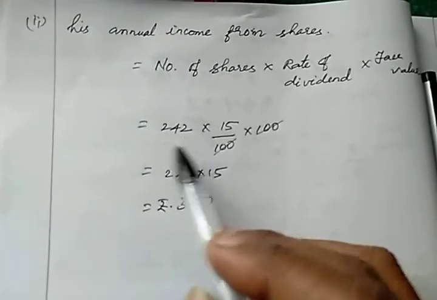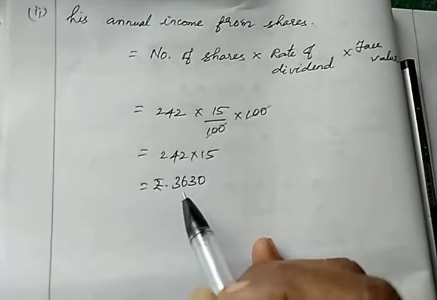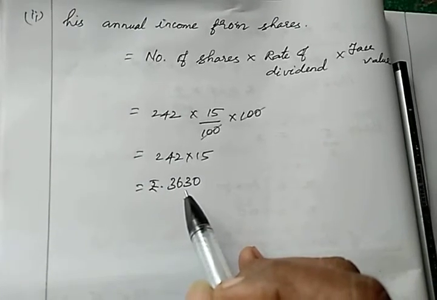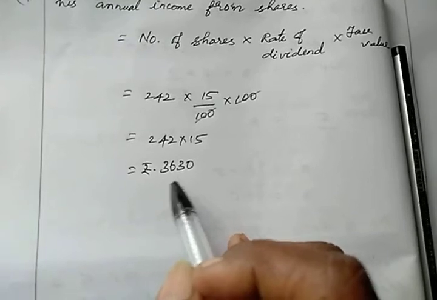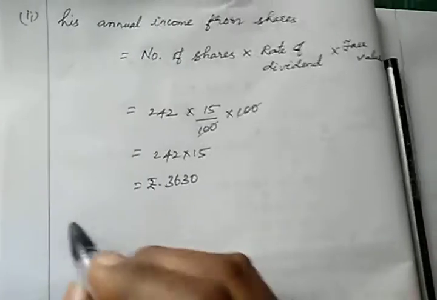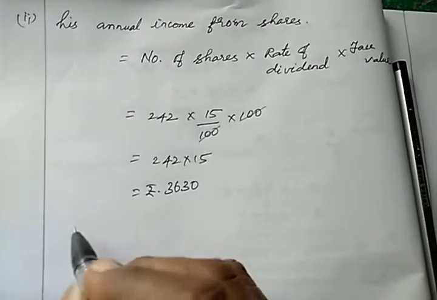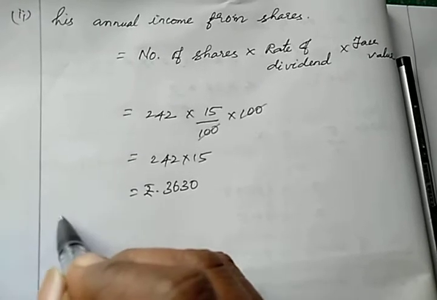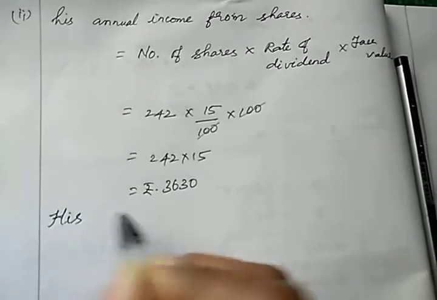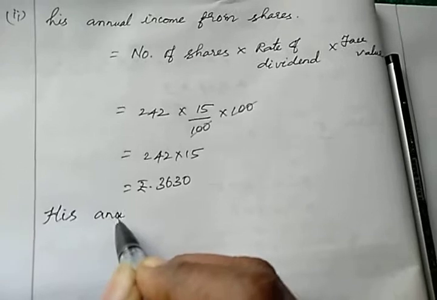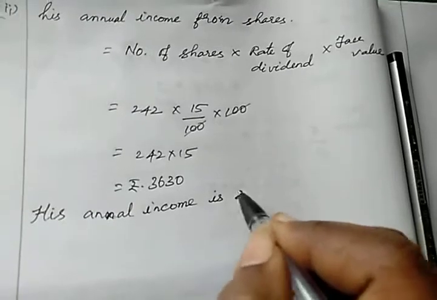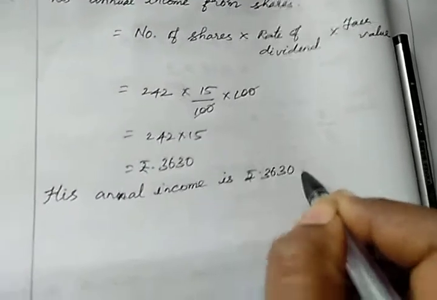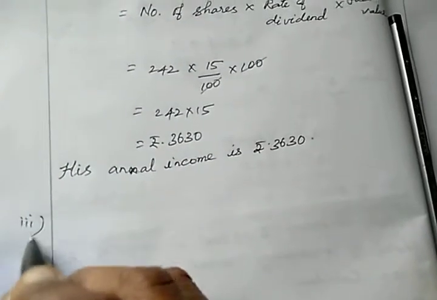So his annual income is 3,630. That means he hasn't sold all the shares, only some of the shares he has sold out, from which he has earned money. The amount will be rupees 3,630, which is his annual income. His annual income is rupees 3,630. We are moving on to the third subdivision.